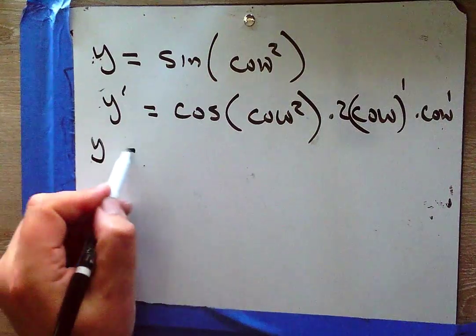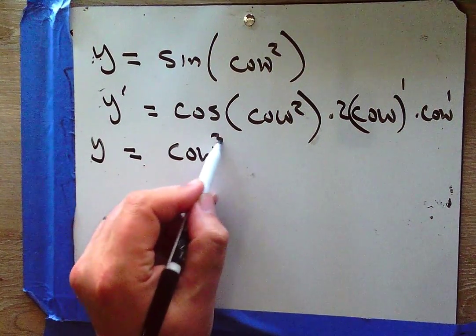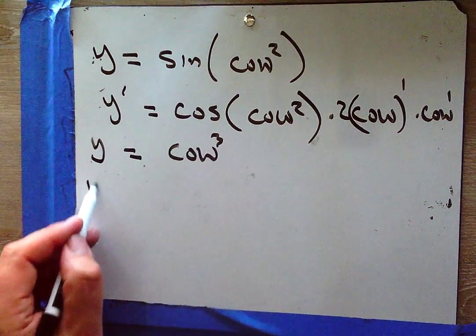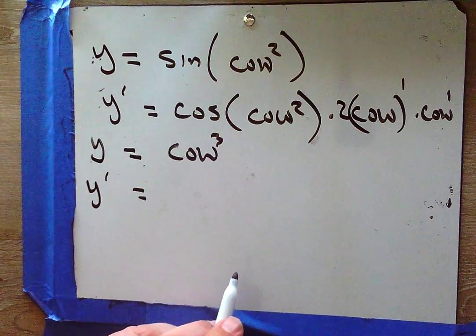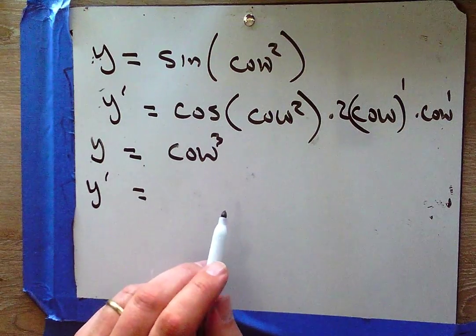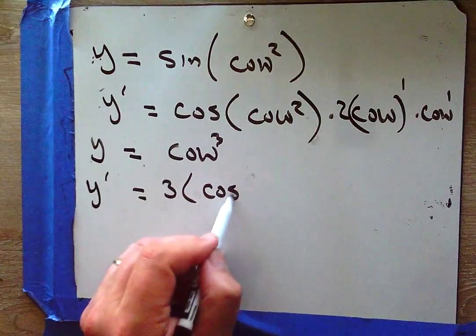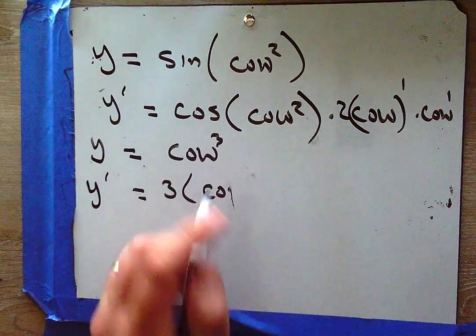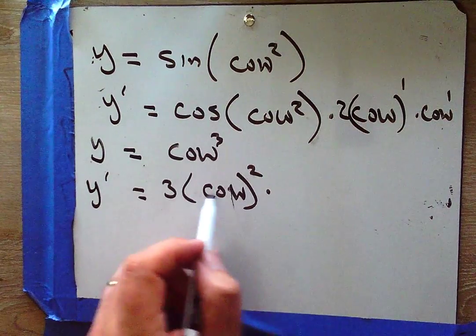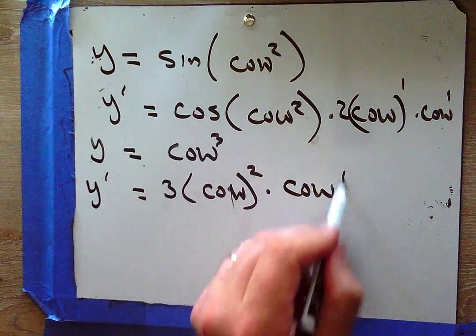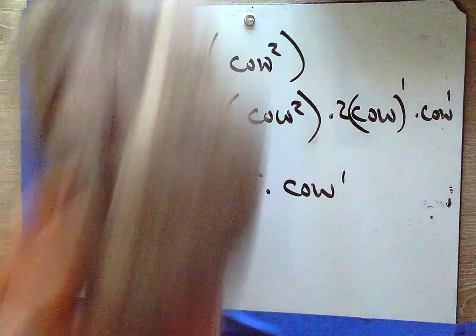How about y equals cow to the third? Then what's my dy dx going to be? What's my y prime going to be? Yes, that's right. I bring down the 3. I leave the inside cow function, my cosine, alone. Don't forget to subtract 1, times the derivative of cow.